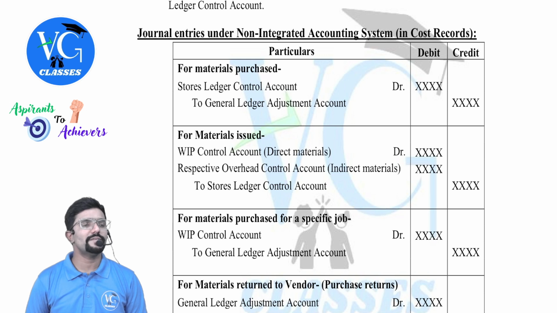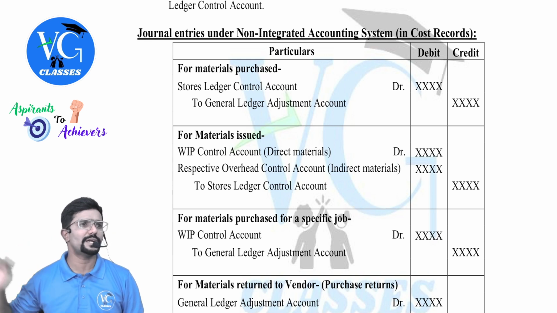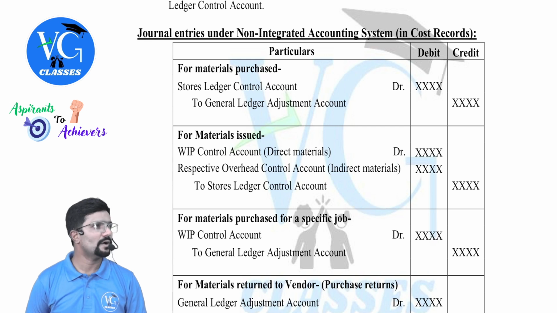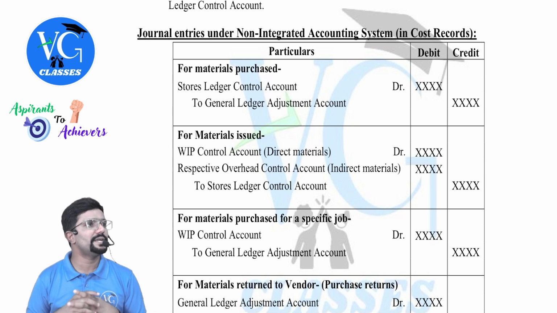So what are we seeing now, guys? Listen first. Journal entries under non-integrated accounting system in which books? Cost records. Clear, sir. What about financial books? Is it a part of our costing paper? No. Whatever you would have already learned in your accounts holds here also. So what is covered for you here is only the cost books under non-integrated.